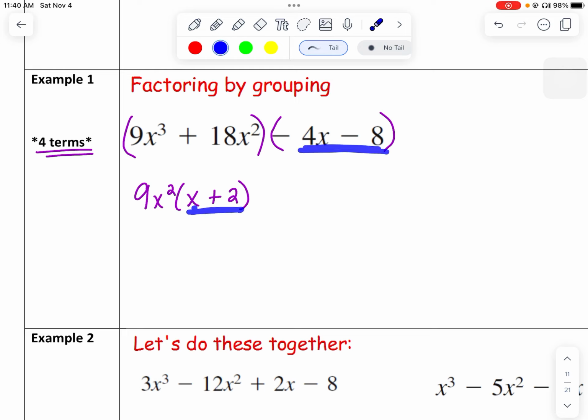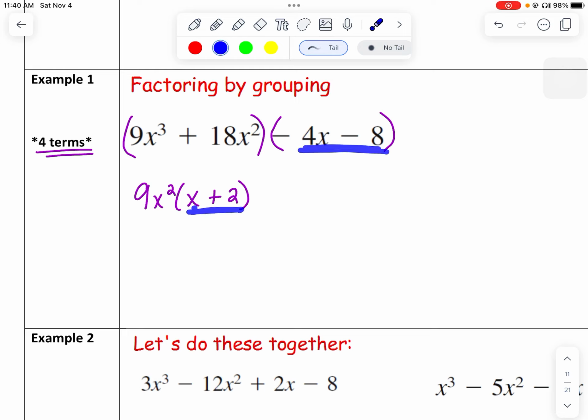You can actually do factor by grouping by using the box method as well. So that's kind of neat. Let me show you how to do that. So we're going to make a 2 by 2 box because I have 4 terms. And then I'm going to put the terms in order, so just as I see them. So 3x cubed minus 12x squared, 2x minus 8. So highest to lowest exponent.